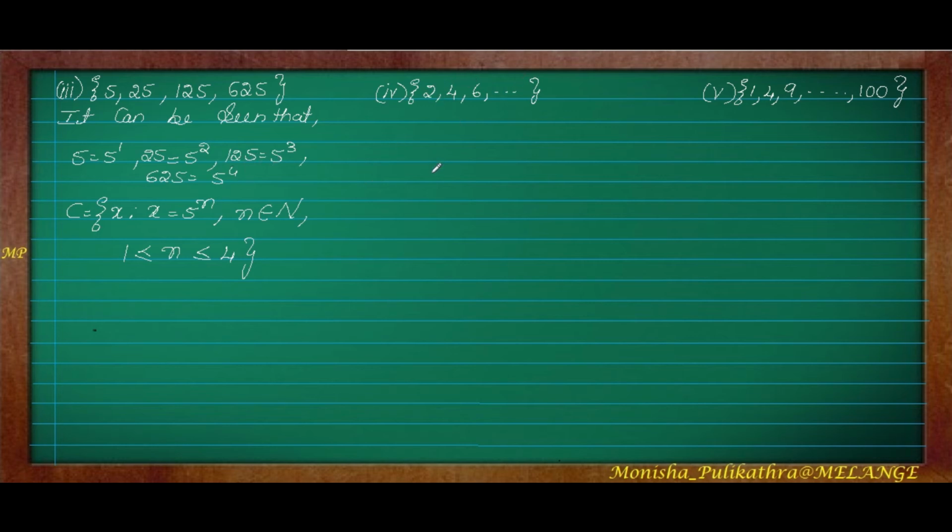So moving on to the fourth question, that is 2, 4, 6, etc. By this we can see that all the numbers are divisible by 2. If a number is divisible by 2, then it is said to be an even number, an even natural number. So it is a set of all even natural numbers. How do we write it in set builder method?